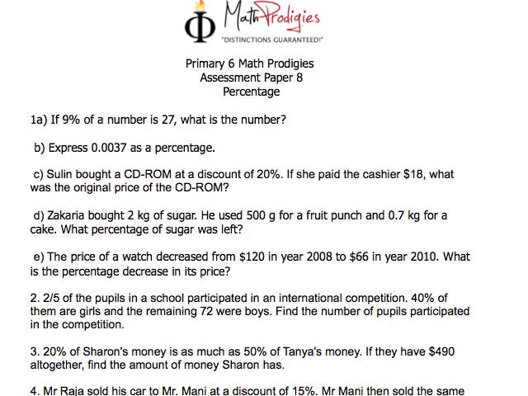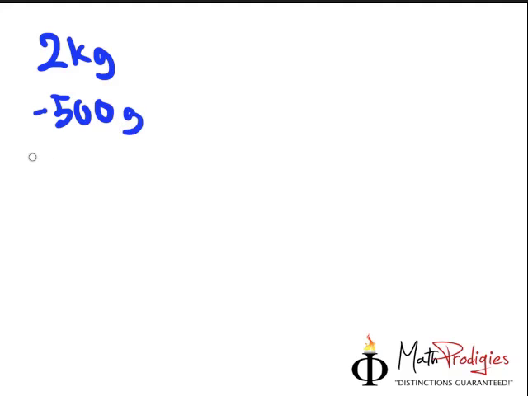What percentage of sugar was left? So he originally had 2 kilograms. And he used 500 grams. So you minus 500 grams. And then minus 0.7 kilograms. So first off, we need to make it all in the same units.